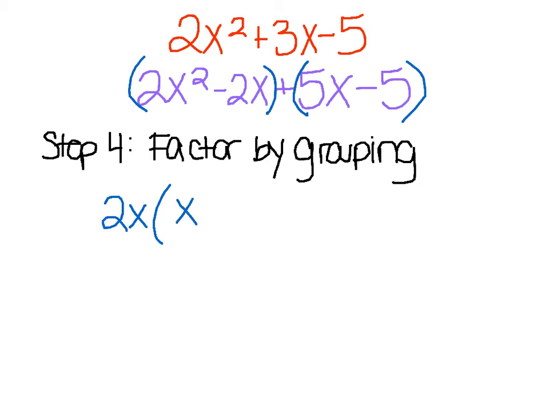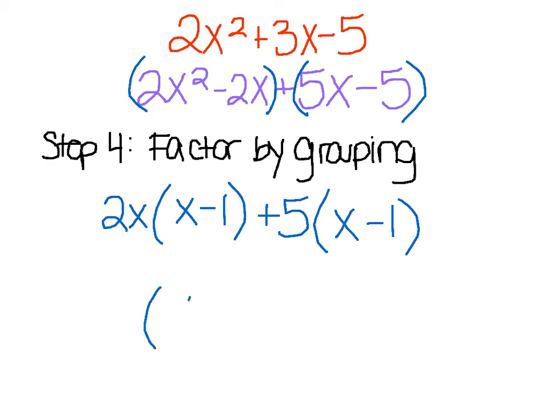And negative 2x divided by 2x, I'm left with negative 1. Well, looking at the second binomial, 5x minus 5, the GCF is going to be 5. So I'm going to take out a positive 5. 5x divided by 5 is x, and negative 5 divided by 5 is negative 1. Well, I know I did it correct because my 2 binomials match.